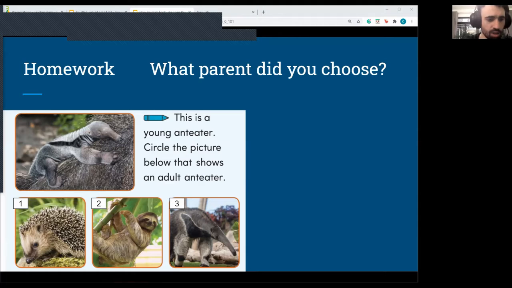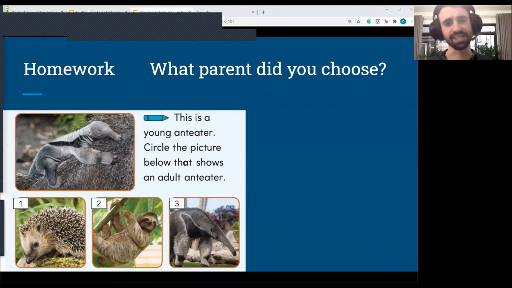Okay. So guys, when you come up with a reason, you should talk about maybe the color, the body parts, something you can see with your eyes. Not that you like the animal, but why you think the young looks like that parent. So when you choose a parent, you want to look at the young and tell me why you think it looks like that.